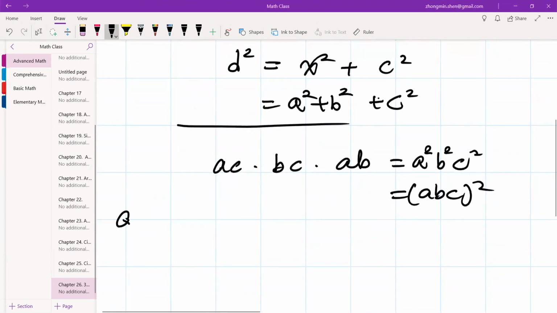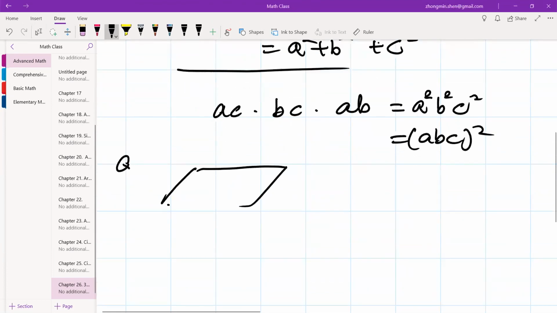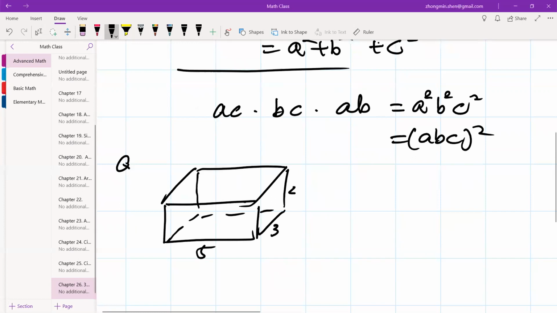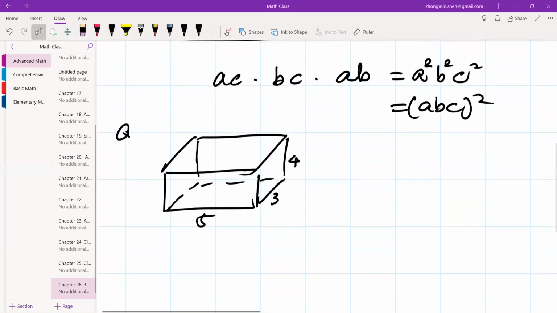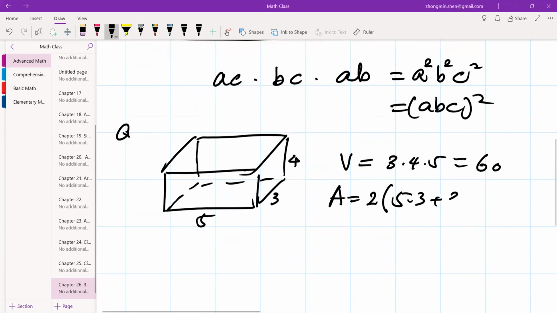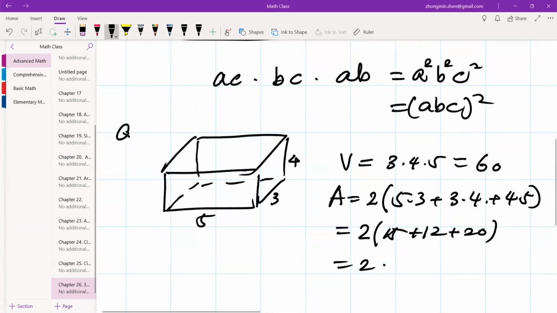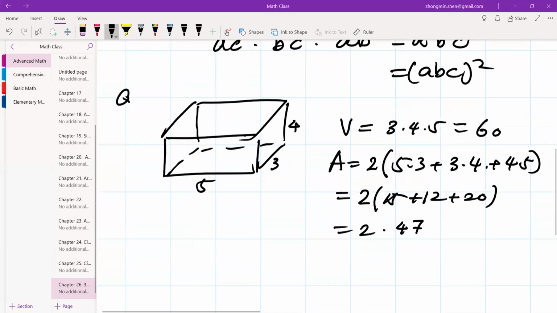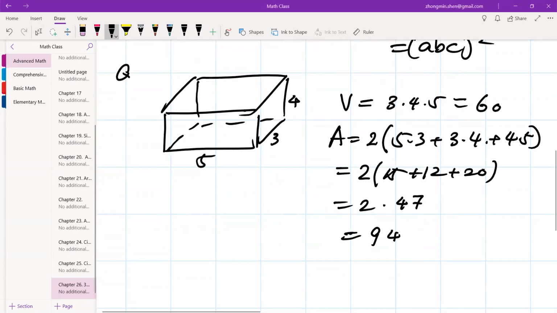And that's a very good point, because let's do the problem first, using the equation. Here we have 5, we have 3, and then we have 4 units, right? Now, if everything is given, then the volume is going to be 3 times 4 times 5, which is 60, right? The surface area is 2 times (5 times 3, plus 3 times 4, plus 4 times 5). You multiply this out, you get 15 plus 12 plus 20, which is 47. Then you multiply this out, it's 94 square units.